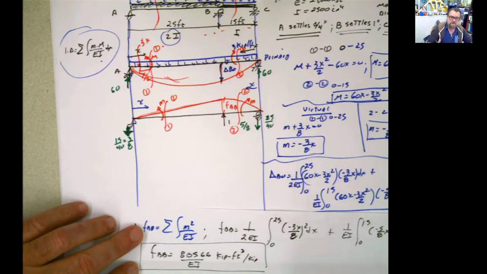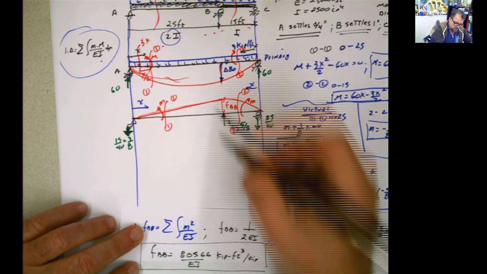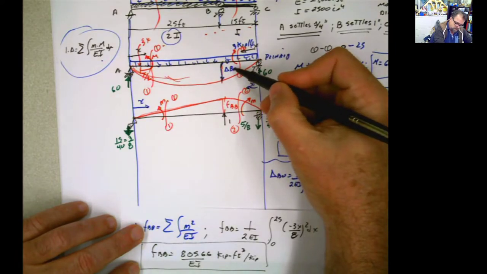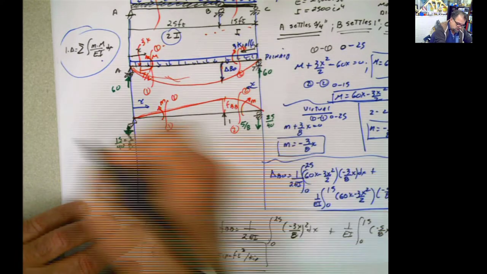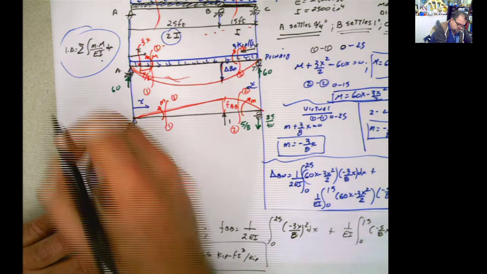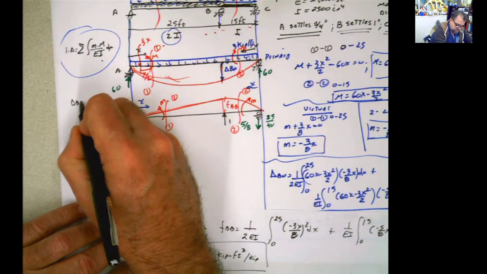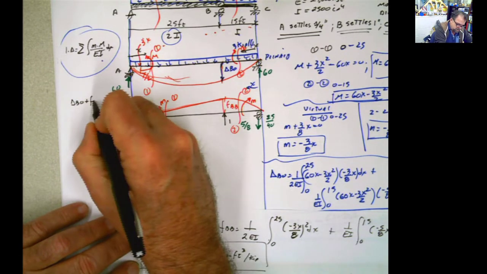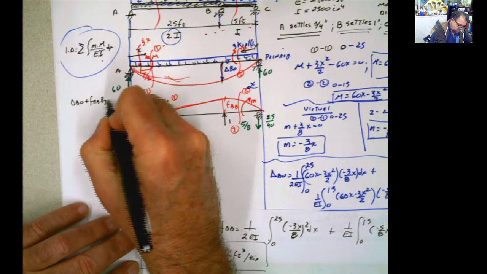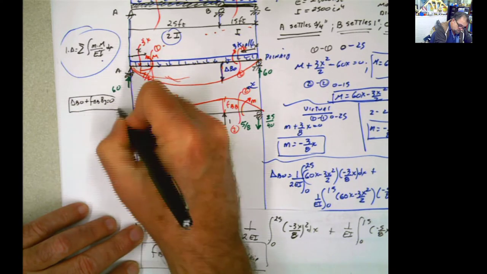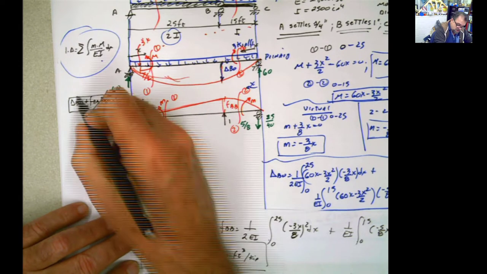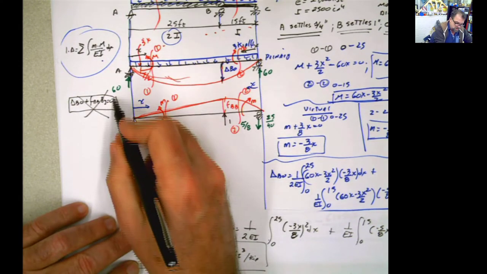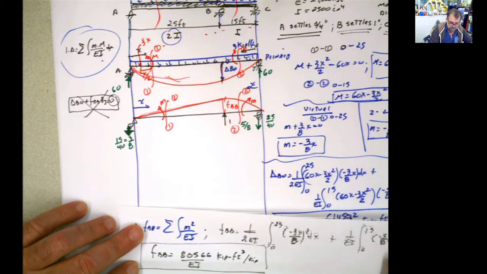If I didn't have any settlement here, and I wanted to calculate the reaction in B, that's done. The only thing that you say is delta BO. Remember, that's the original equation for calculating the reaction if we don't have settlement: delta BO plus FBB BY equals zero, and then solve for BY. But this is not the case, because we have a settlement happening at that point.